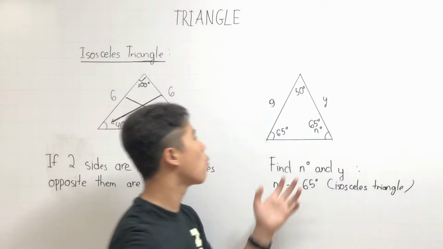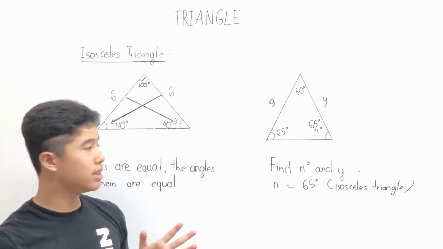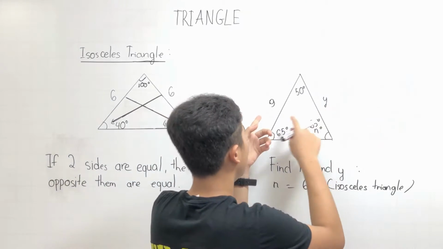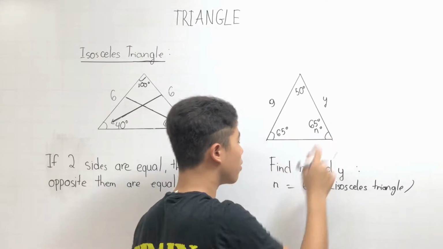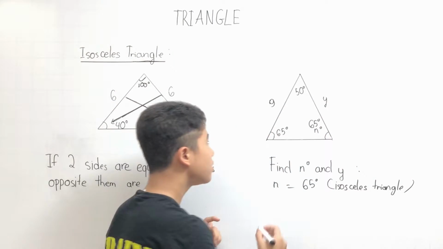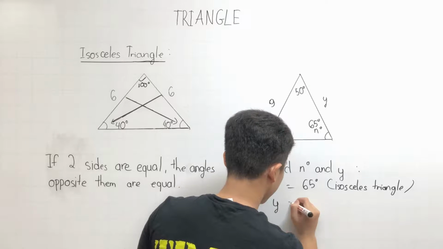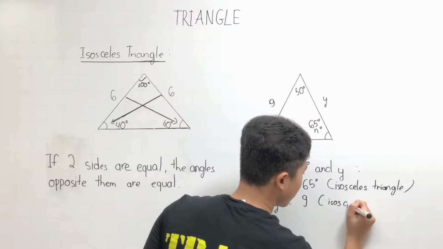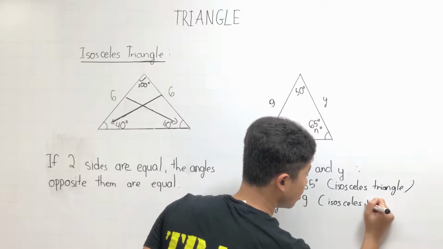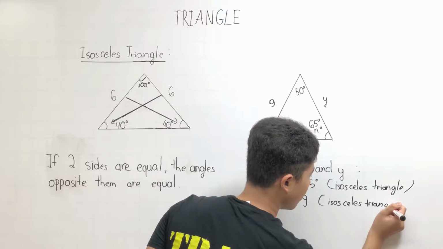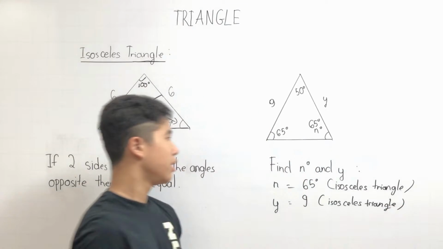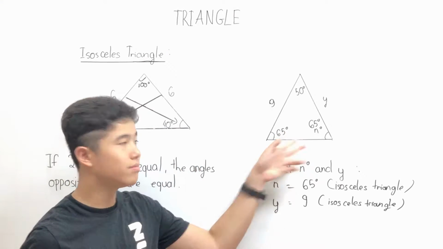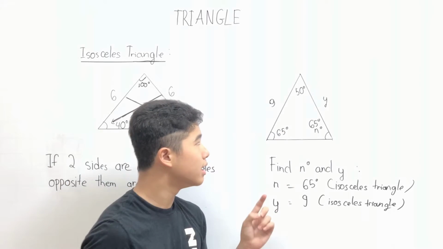Next, let's find Y. Because this is an isosceles triangle, and 9 is this side, this side must be equal to 9. Let's write Y equals 9, because isosceles triangle. Must remember to write the reason because it's really important. Yes, now we have it. And if you find another way of calculating N, you're very smart.